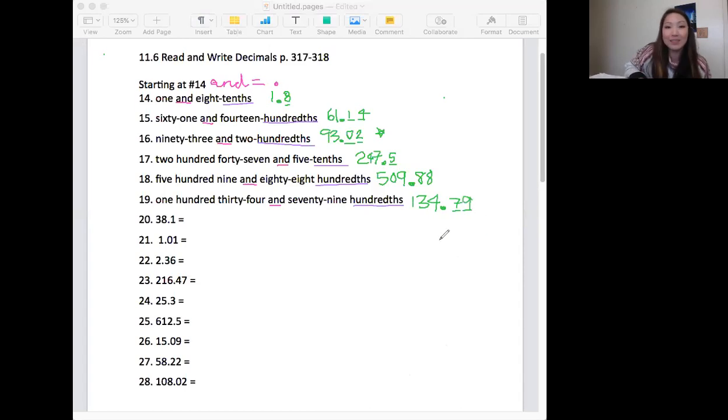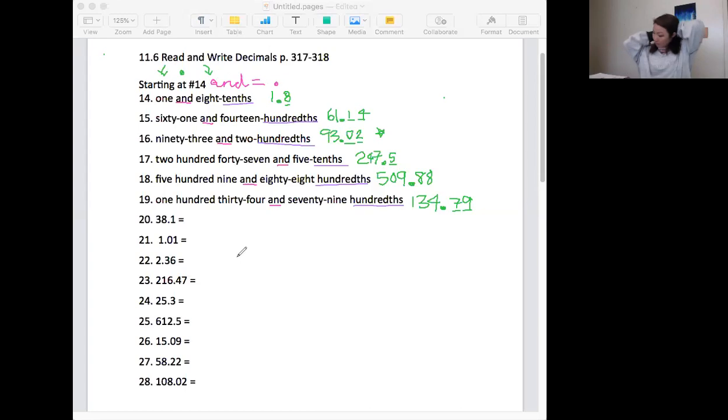Easy peasy. Okay, you can underline all the ands to help you remember which side is which. The left side of the decimal is whole numbers, and the right side is the decimals, where you have tenths or hundredths. All right, on to 20 through 28.